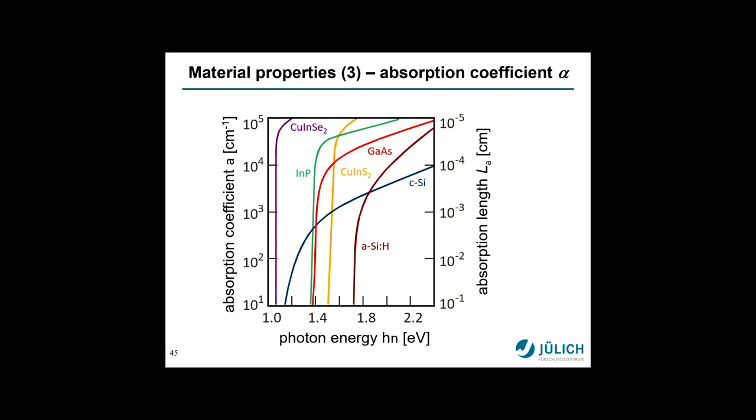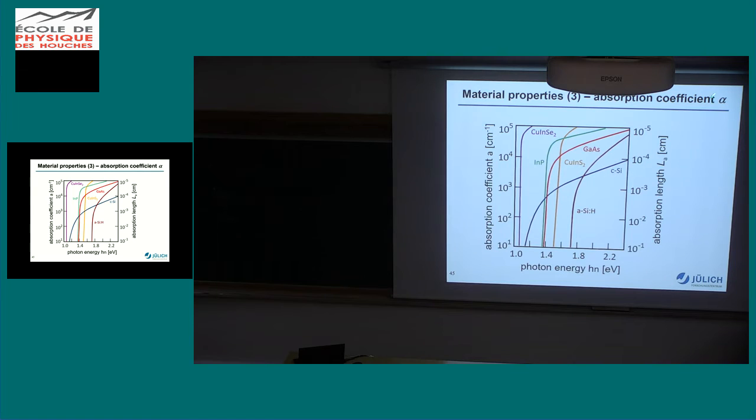Okay. So the last one is the absorption coefficient, and we have seen that before. It's a similar graph for a bunch of materials, and you see it's a spectral quantity. It depends on the photon energy, so you get an absorption coefficient alpha. The unit is 1/centimeter. So the inverse quantity would be the absorption length, so you can compare that to the thickness of a device.